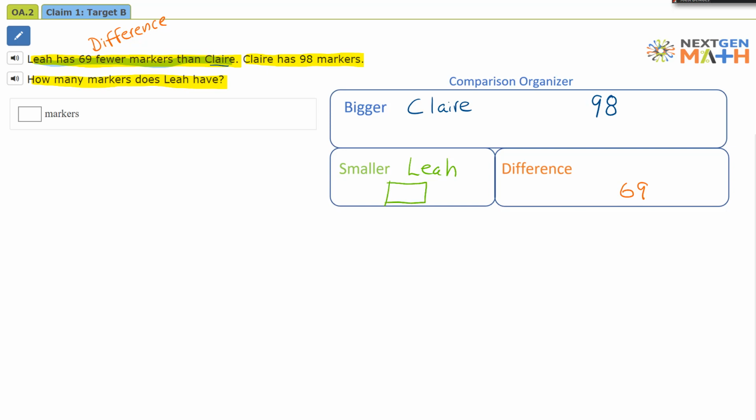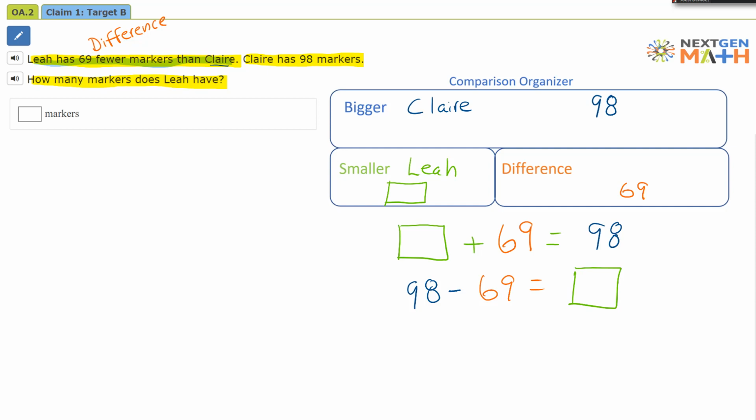And what we know from our organizer is that Leah's amount plus the difference amount of 69 is going to equal 98. So another way we can solve this is to take 98 and subtract 69, and that's going to equal the amount of markers Leah has. So now we're going to use our place value chart with the tens and the ones to solve this problem.